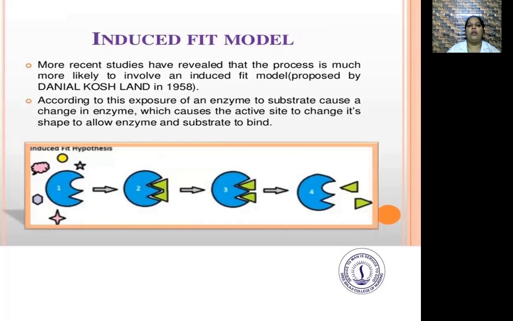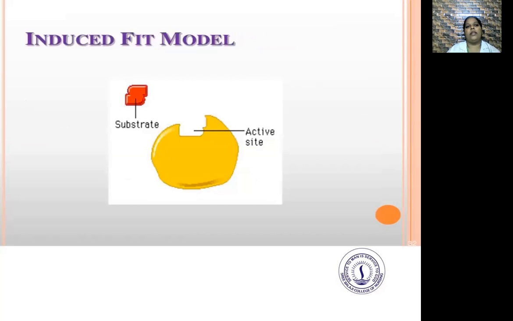Induced fit model. Most recent studies have revealed that the process is more likely to involve an induced fit model, proposed by Daniel Koshland in 1958. According to him, exposure of an enzyme to substrate causes a change in the enzyme, which causes the active site to change its shape to allow the enzyme and substrate to bind. That is the induced fit model.